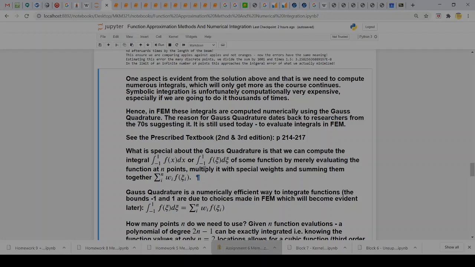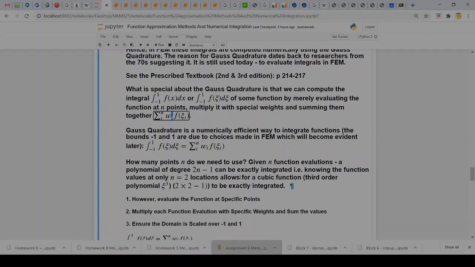So what we're going to be doing is, we don't have to stress if this f of x is not an explicit symbolic expression, but just a function we can evaluate. We plug a value in for psi i, and out pops an answer for f of psi i. We multiply it by some weight, and we keep on summing, and then we've integrated that f of x from -1 to 1. This definite integral has then been computed. This is what the Gauss Quadrature is about.